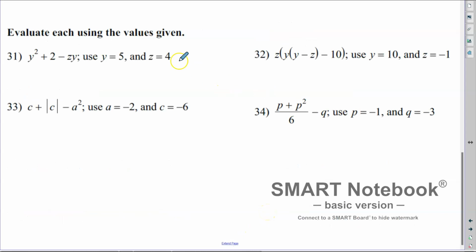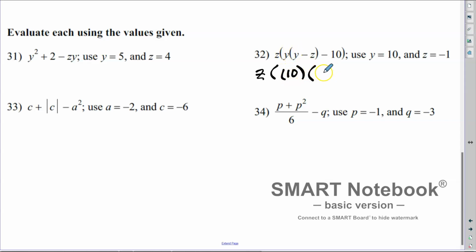Okay? Evaluate each expression, PEMDAS. So these are set up a little different. Okay, don't be intimidated. Again, you guys have dealt with these before. So let's go ahead and look at, I guess, well, we'll go 32. Okay. So the first thing we want to do is substitute. So we have z times y is 10.